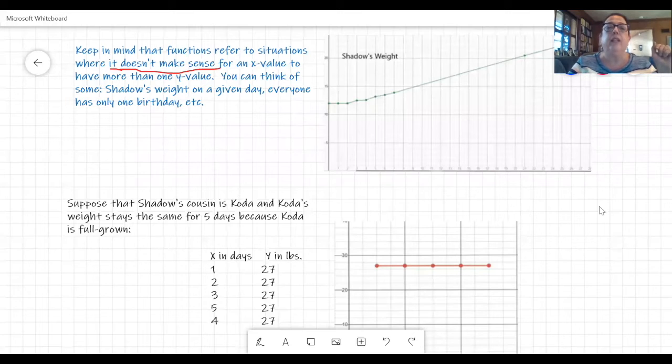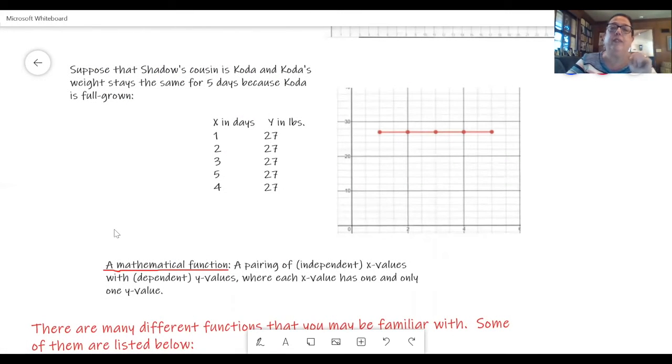Now suppose Shadow's cousin Coda comes and we weigh him for 5 days. But Coda weighs the same thing every day because Coda is full grown. That gives you a horizontal line. When X is 1, we get 27. When X is 2, we get 27 pounds, and so on. And this is also a function. It's a very simple function, but it makes the point that all the X values can have the same Y value. They just can't have more than 1 Y value.